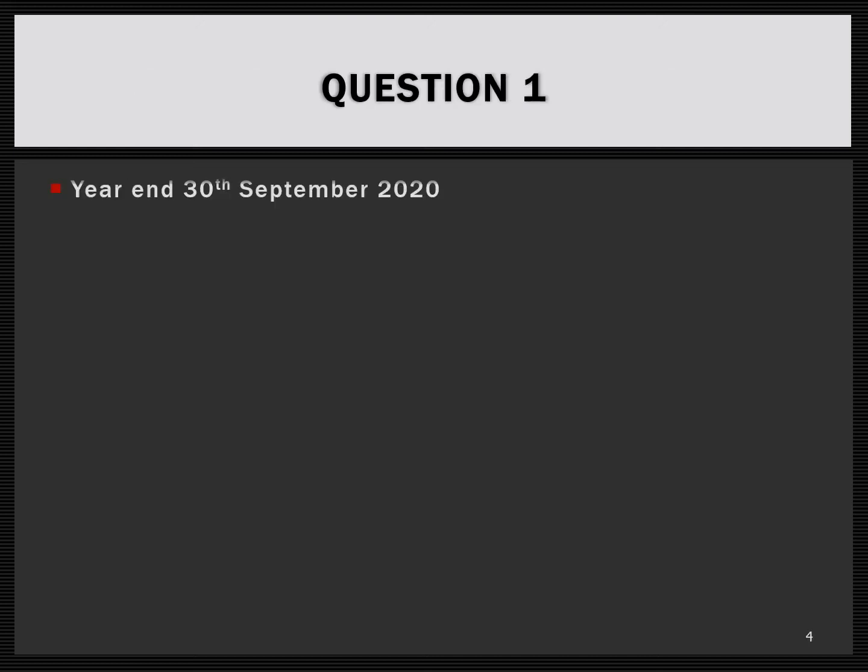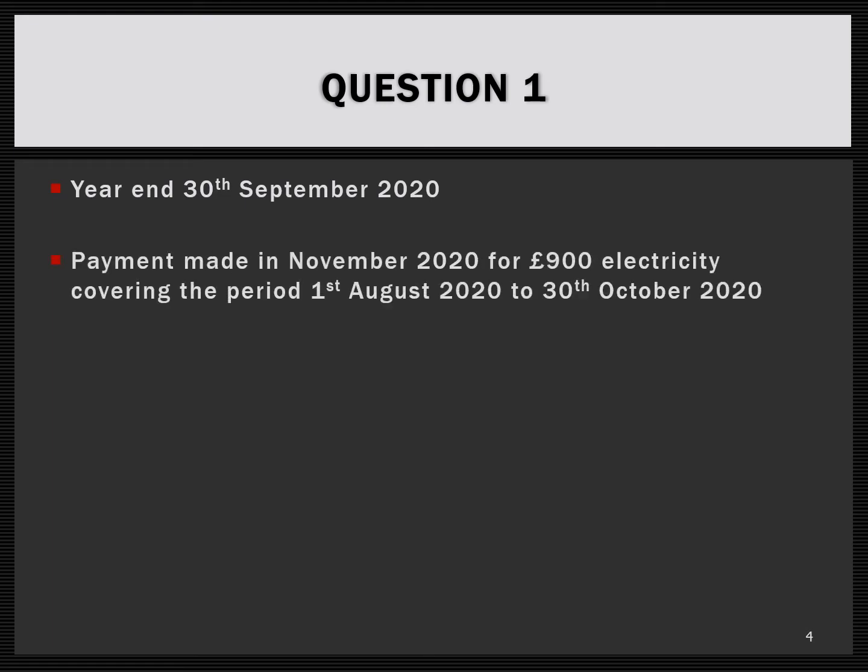So here's a couple of quick questions. Year-end 30th September 2020, a payment made in November 2020 for £900 to cover electricity used between the 1st of August and the 30th of October. Now this payment is after the end of the year, so just work out what the adjustment will be.